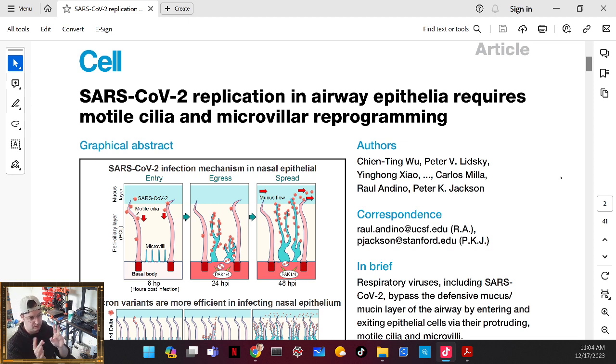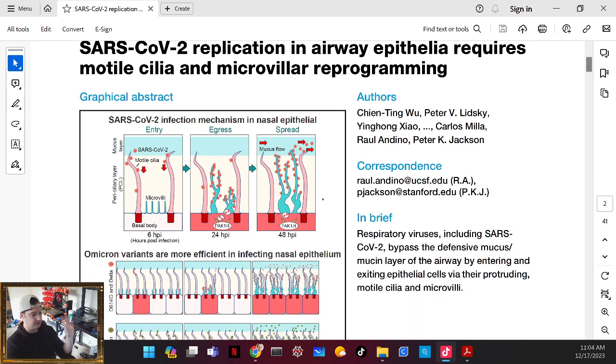A paper we were reading a couple weeks ago was sort of implying that the cilia in our airways are allowing the spike protein to roll and further integrate. So I thought that was really interesting and I wanted to read more about it. I found this paper that it was referencing in that other paper, and we're going to read through it.